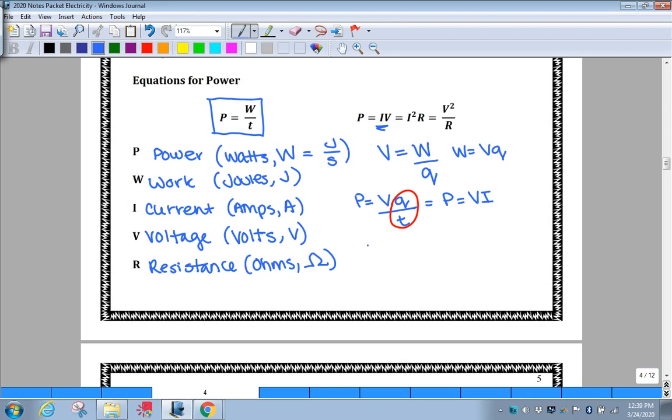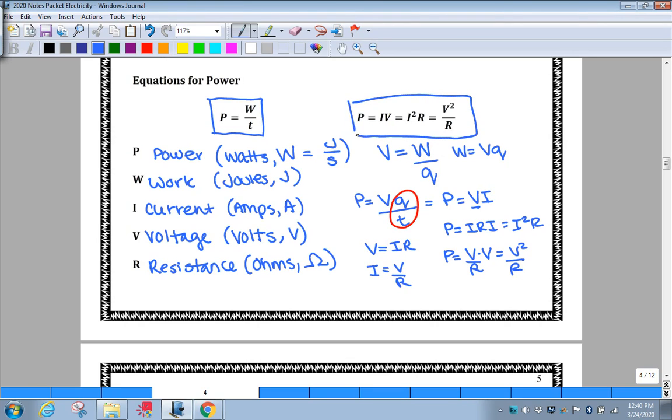And then you could substitute in Ohm's law, V equals IR, or I equals V over R, and get the other two formulas. So if I substitute in for V, that would give me IR times I, which is I squared R. If we do the same thing, but this time for I, I would have P equals V over R times V. So that would be V squared over R. So that's where all of these formulas come from. And they are all on the Regents reference table, if you take a look.